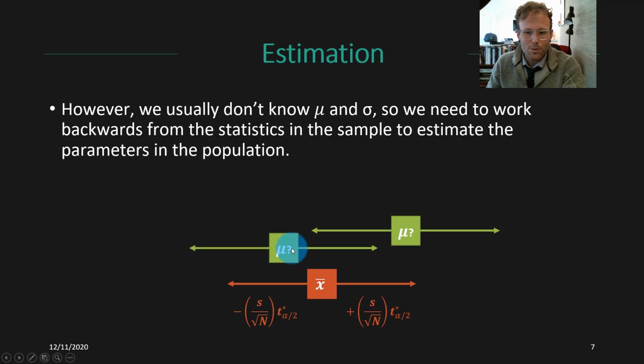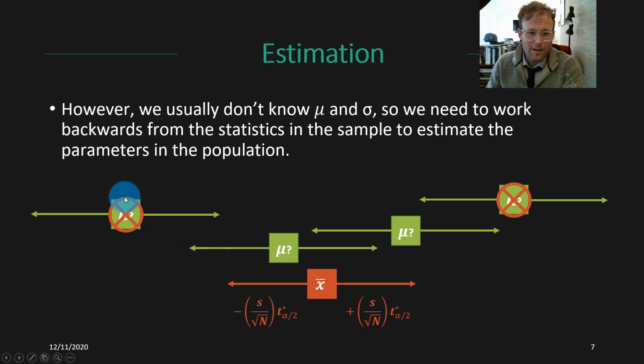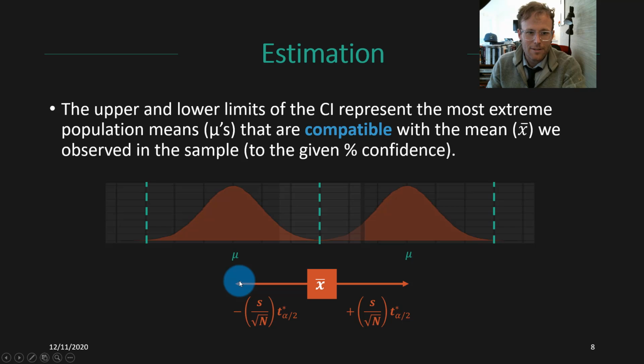Because this mu would be a plausible value that could have led to that x bar, and this mu would have been a plausible value that could have led to that x bar. However, extreme values of mu would be unlikely given the data that we observed in the sample. And we can see this a little more clearly if we think about the sampling distribution of means and the mu kind of being fixed at either end of this confidence interval.